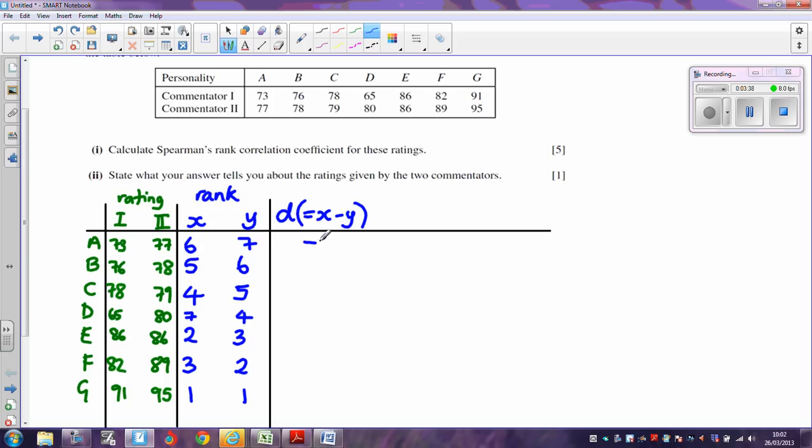6 take away 7 is minus 1. 5 take away 6 is minus 1. 4 take away 5, minus 1. 7 take away 4 is 3. 2 take away 3, minus 1. 3 take away 2 is 1.